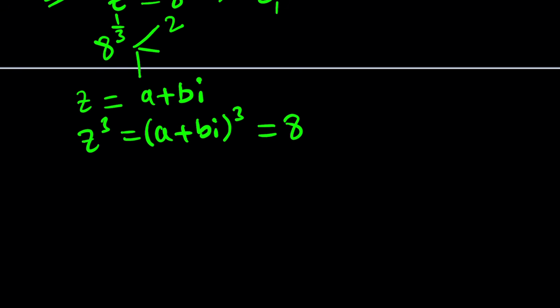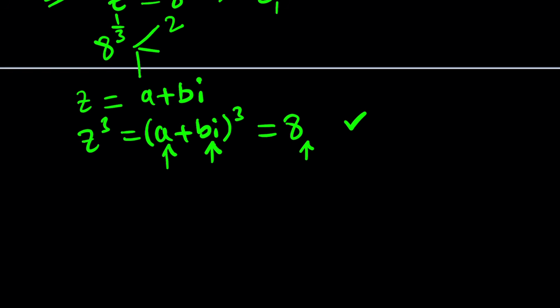But obviously, you can expand it, and these two numbers are going to be equal, which means the imaginary part on the left-hand side is also going to be 0, like here. And the real part is going to be 8, so you'll get a system of equations with two variables. You should be able to solve it, right? Yeah, that's going to be complicated, though. You don't want to do this, but I still showed you what that looks like, okay?